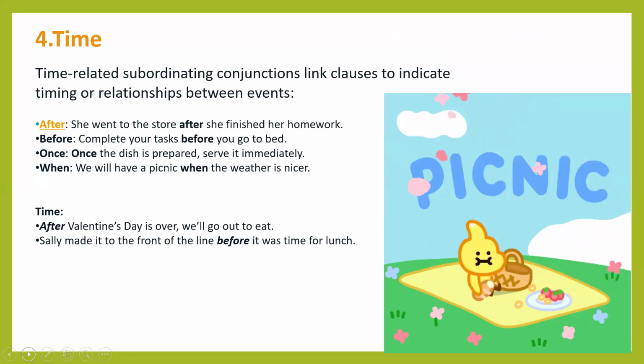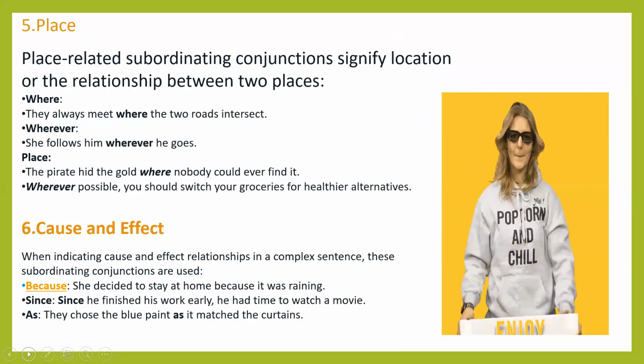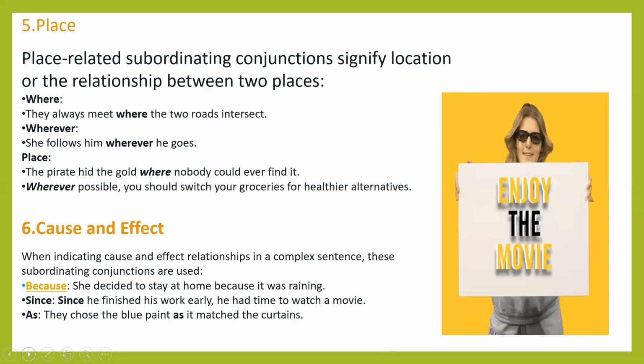We will have a picnic when the weather is nicer. After Valentine's Day is over, we will go out to eat. Sally made it to the front of the line before it was time for lunch. So these are the examples of time subordinative conjunctions: after, before, once, when.